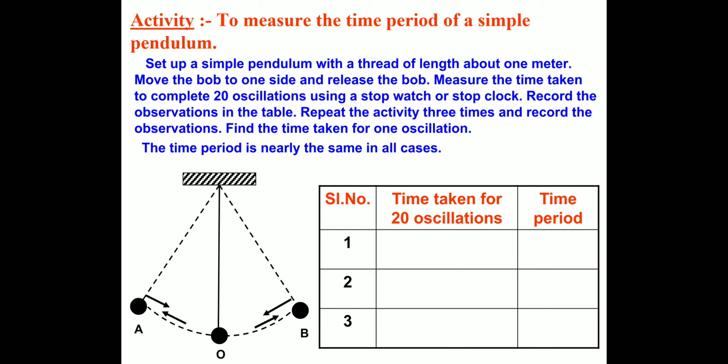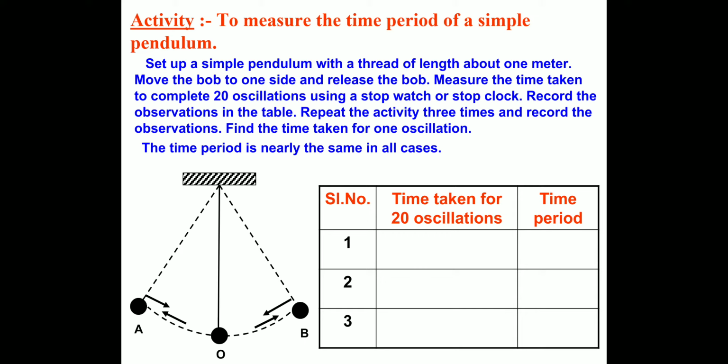Today, we will perform an activity to measure the time period of a simple pendulum. For this activity, we will set up a simple pendulum with a thread of length about 1 meter. Next, we will move the bob to one side and release the bob. Measure the time taken to complete 20 oscillations using a stopwatch or stop clock. Then we will record the observations in the table as shown in this slide.